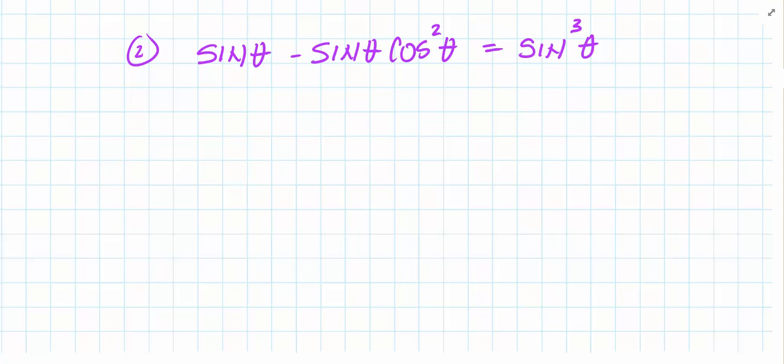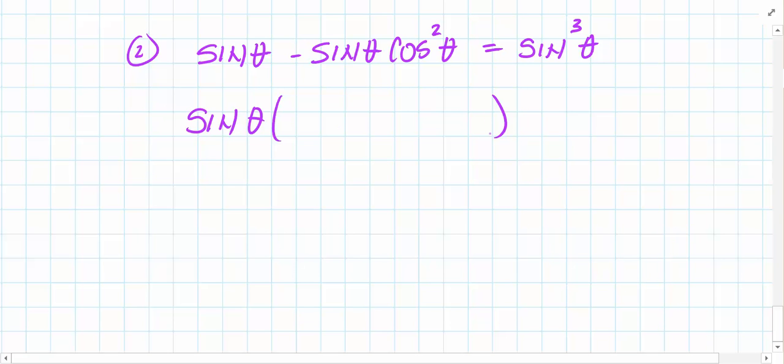All right, so you factor out a sine. It says factor out a sine theta? Yeah, sine theta. And you get 1 minus cosine squared theta. Good.